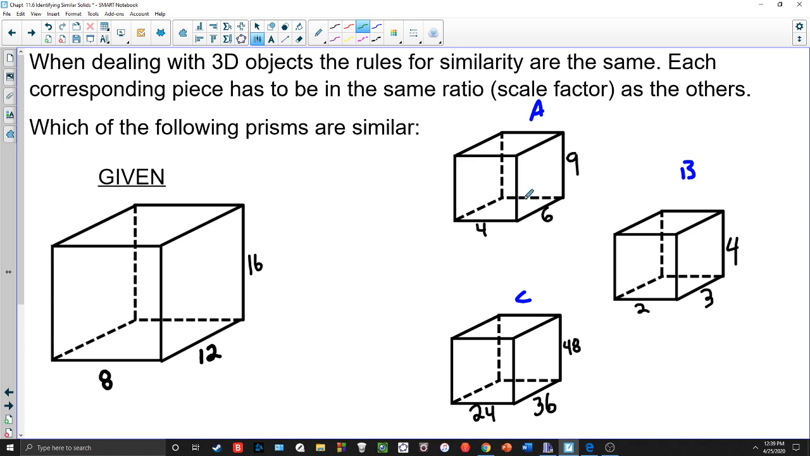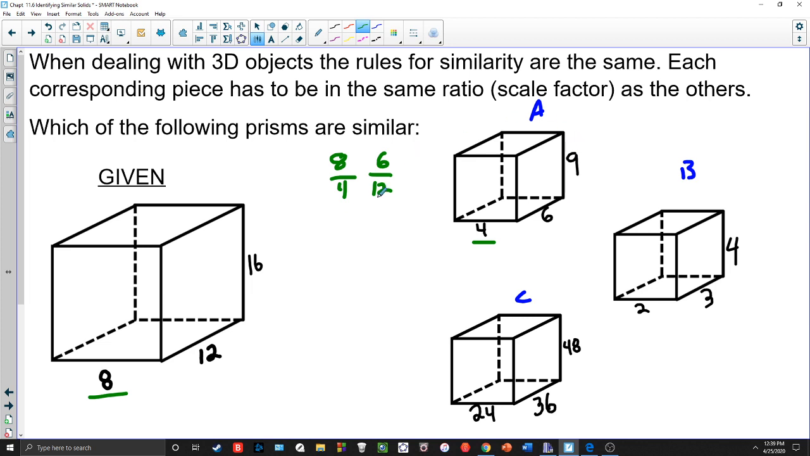So for shape A, I have 4, 6, 9. For the given shape, I have 8, 12, 16. Now I have to make sure I match up the correct corresponding pieces. For example, this 4 goes left to right, so it should match up with other left to right pieces, like this 8 here. So 8 to 4. 6 goes front to back, so 12 goes front to back here. And 16 goes top to bottom, and 9 goes top to bottom there.